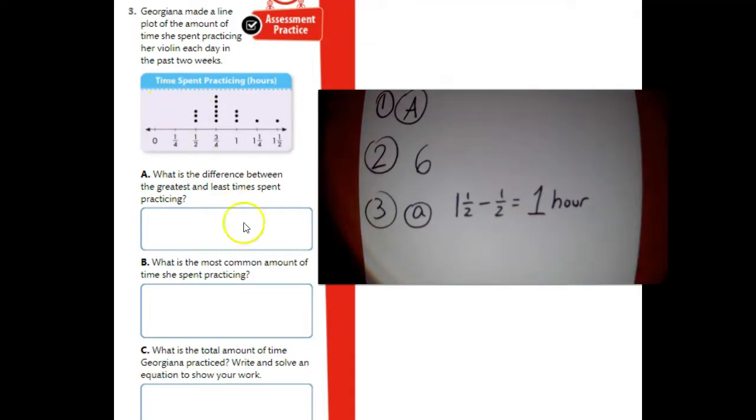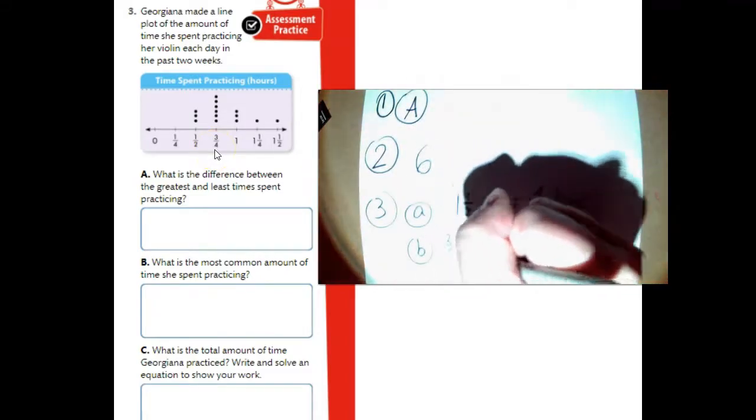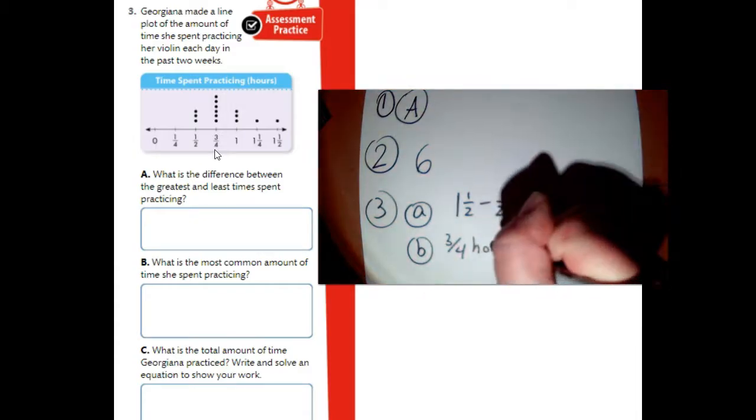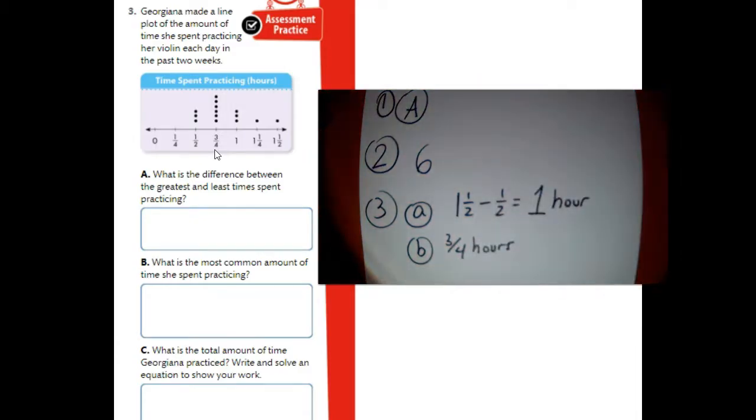Letter B, what's the most common amount of time she spent practicing? Well, let's look at the graph. Look at our line plot. All right, she spent 1/2 hour 3 days, 1 hour 3 days, 1 1/4 hours 1 day, 1 1/2 hours 1 day, but the most common time is 3/4 hours. So for letter B, 3/4 of an hour is the most common practicing time that she has. That's the tallest tower. Letter C, it says, what is the total amount of time Georgiana practiced?